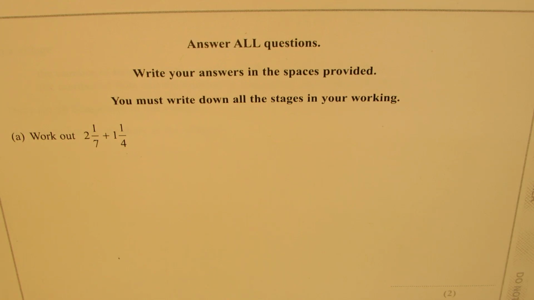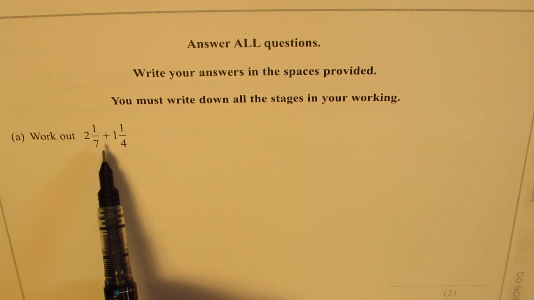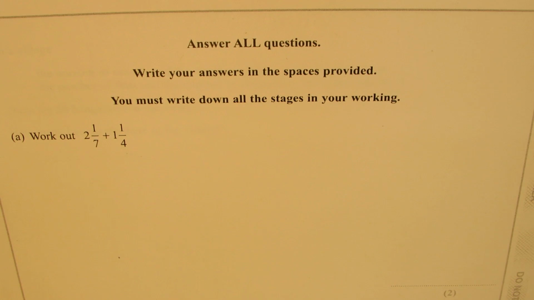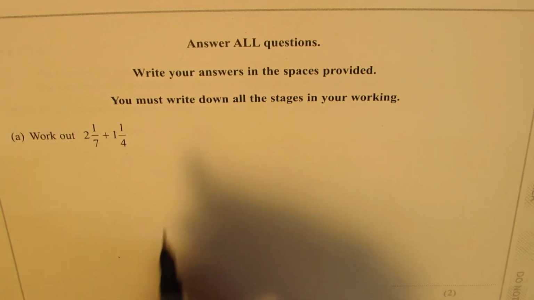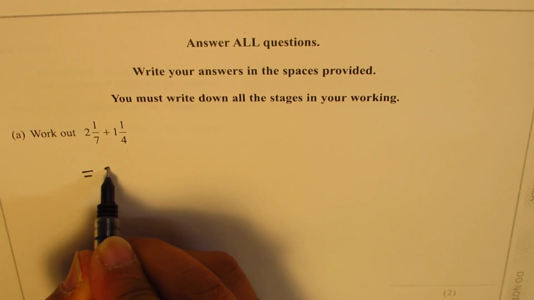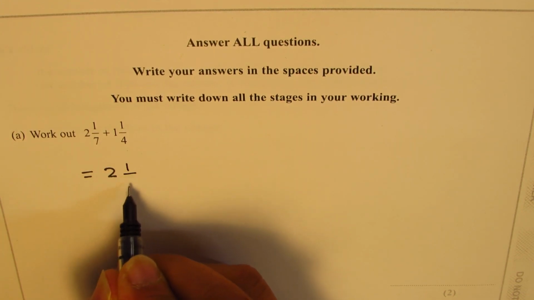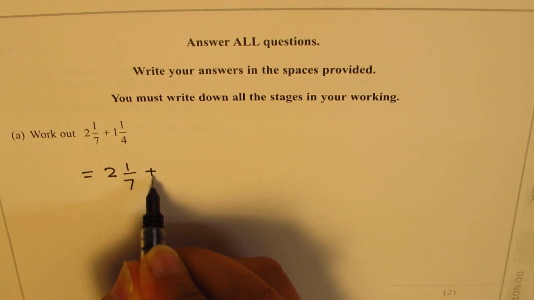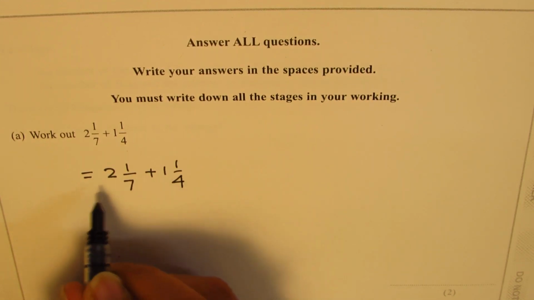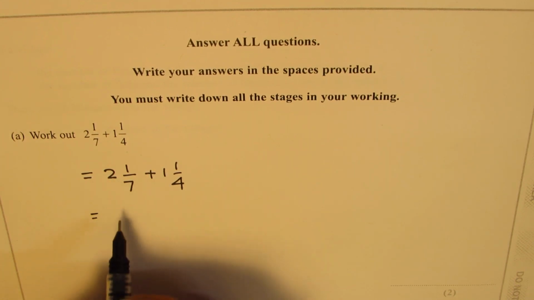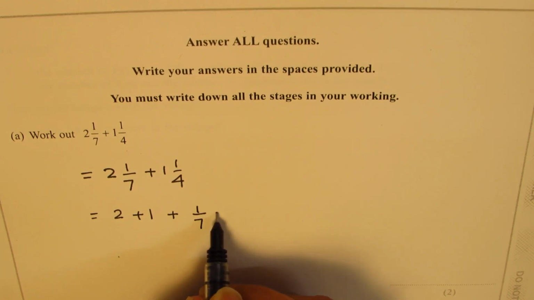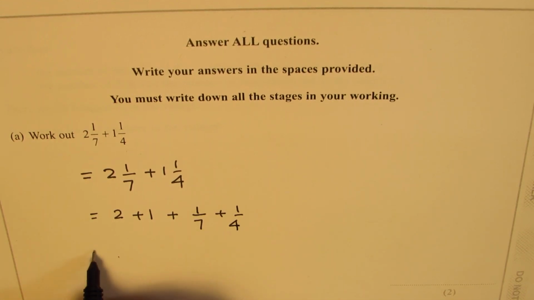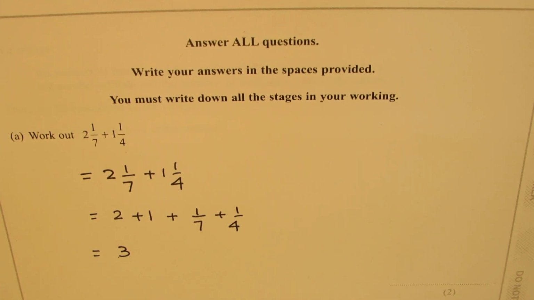Question number 1 here is to work out 2 1/7 plus 1 1/4. Now, when we are working with mixed numbers, we have a combination of whole numbers. Let me rewrite the question first: 2 1/7 plus 1 1/4, right? So basically, we are adding these two whole numbers, which are 2 plus 1, and we are also adding the fraction part, which is 1/7 and 1/4, correct? So we get 3 wholes.